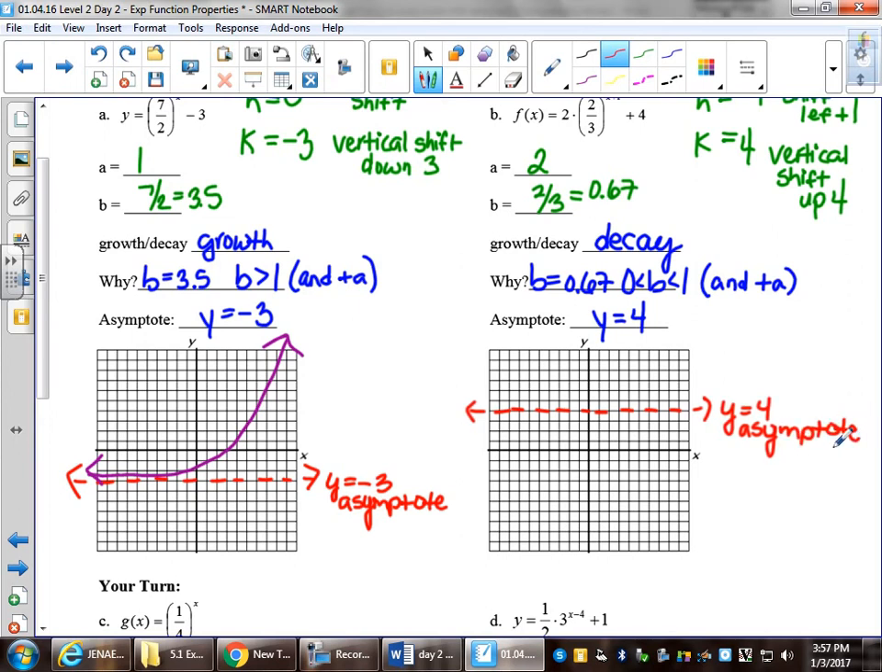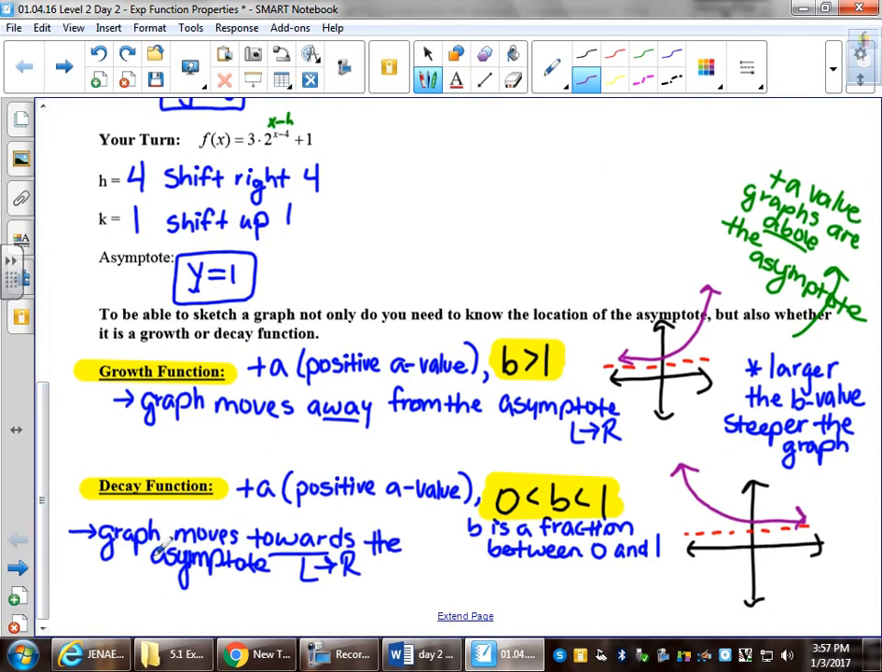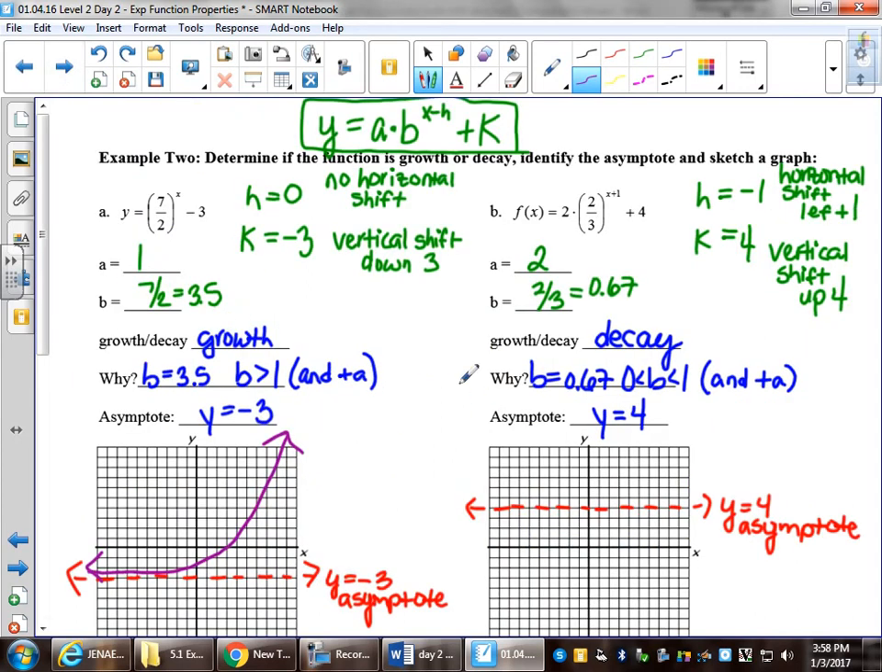This is decay. Decay means that left to right, I'm just going to remind you of the notes you just wrote down. The decay means graph moves towards the asymptote left to right. And we're done.